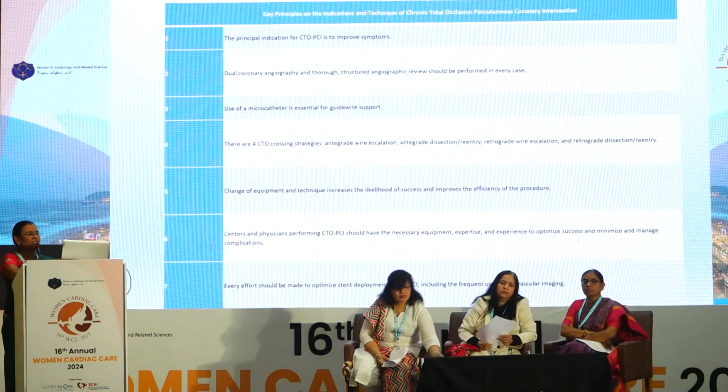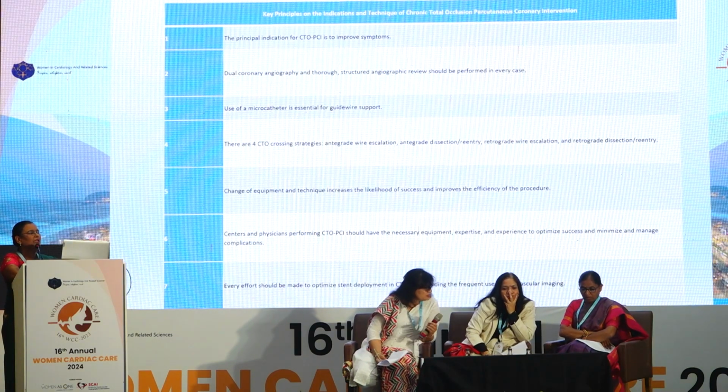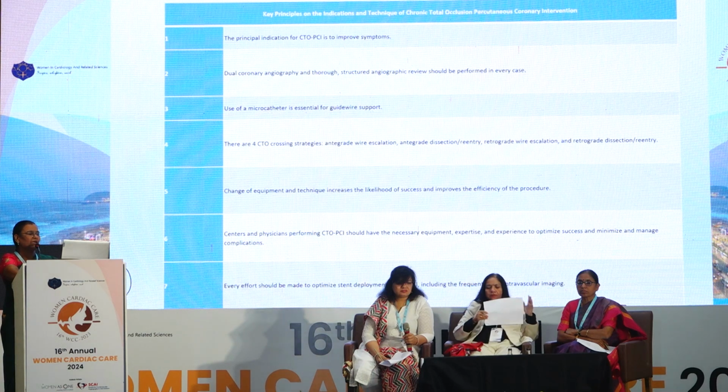So these are some of the 7 steps we have to follow. First, you have to see the indication for the CTO PCI. Then dual injection is important to know the course of the artery, and use a microcatheter in suitable places. In our case, there was no need for a microcatheter. There are 4 CTO crossing techniques: antegrade wire escalation, retrograde wire, and retrograde dissection and re-entry.